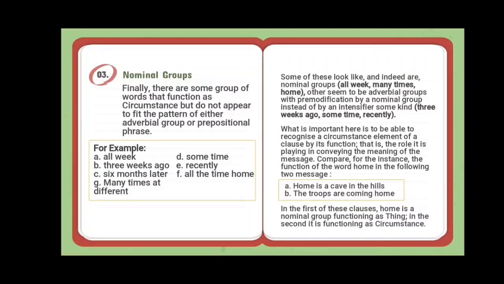But what is important here is to be able to recognize a circumstance element of a clause by its function. That's the role it is playing in conveying the meaning of the message. Compare, for instance, the function of the word home in the following 2 messages. The first, home is a cave in the hills, and the other, the troops are coming home. In the first of these clauses, home is a nominal group functioning as a thing.